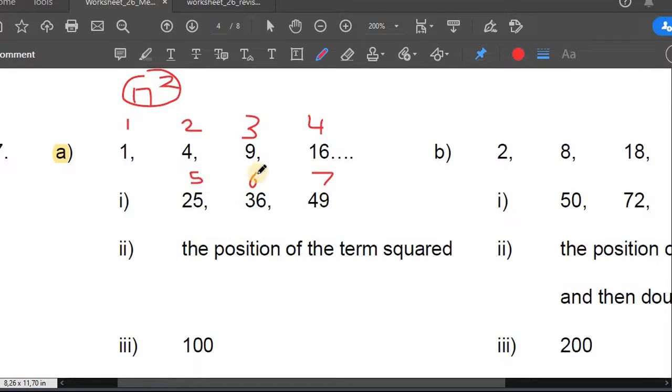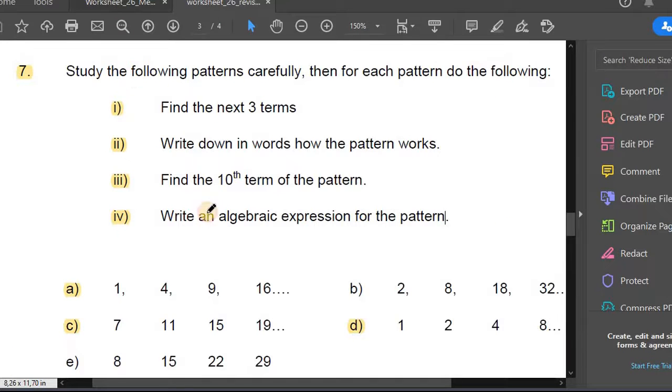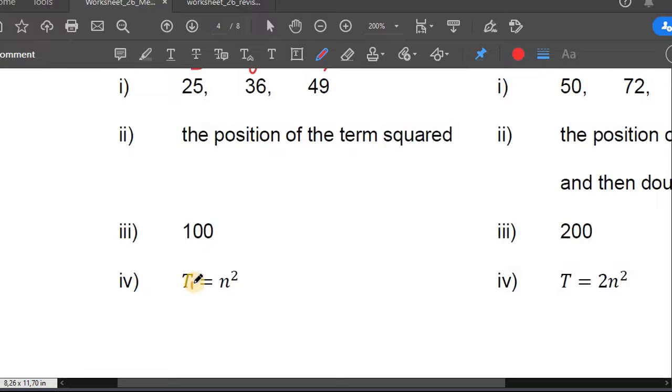Let's look at it. 5 squared, 25, 6 squared, etc. It's easy to get the next one. For the 10th term, 10 squared, 100. Sorted out. Then they ask you to write that down. This is an algebraic expression. It's supposed to be Tn.